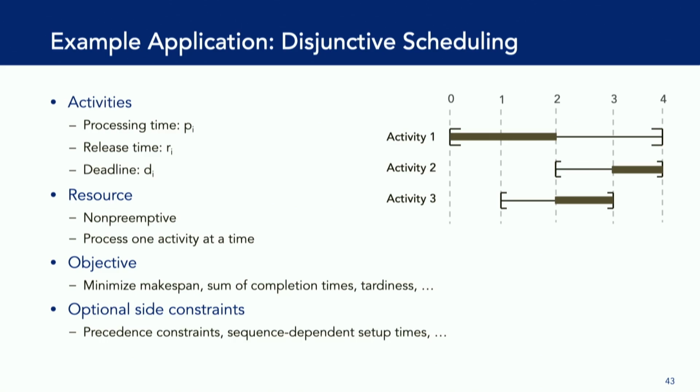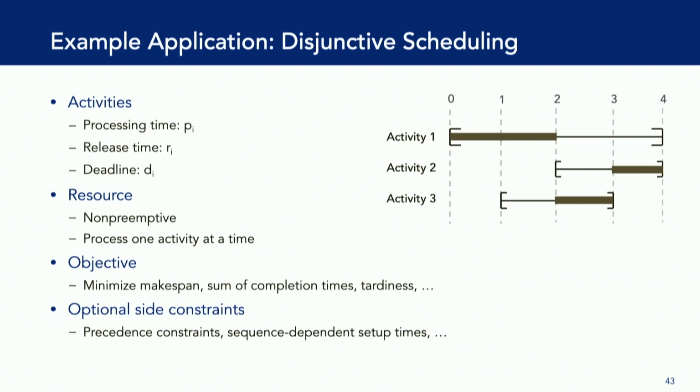Let's have a look at disjunctive scheduling as an application. It's a very classical application. Most of you will have seen this in one way or another. We have the framework of activities with a single resource. It's non-preemptive, so I cannot interrupt the task. If I start a task, I have to complete it. And you can only do one at a time.